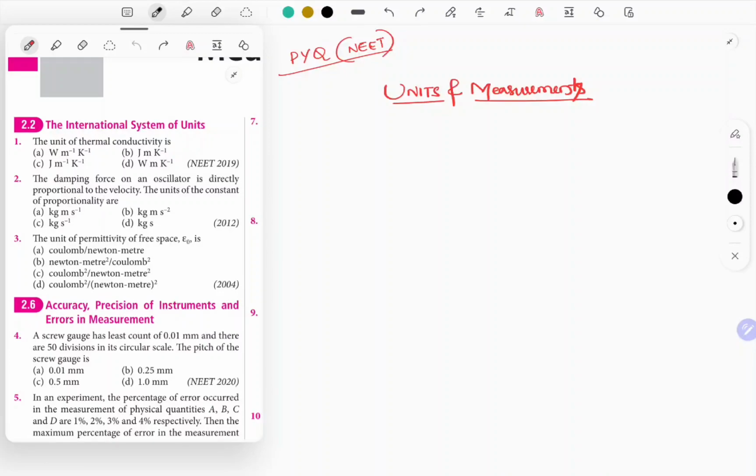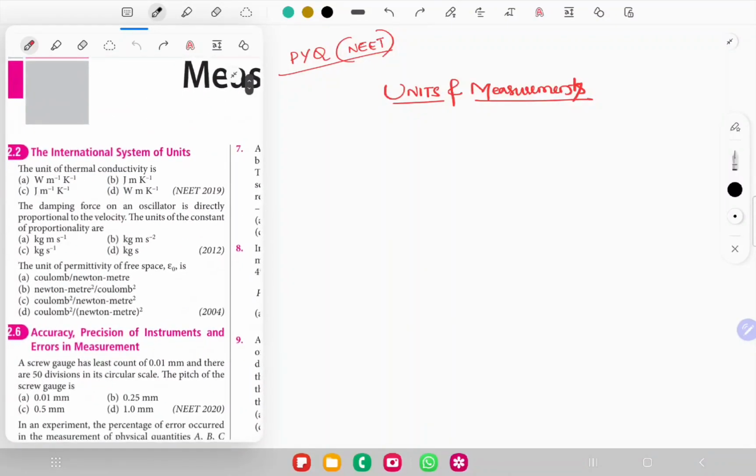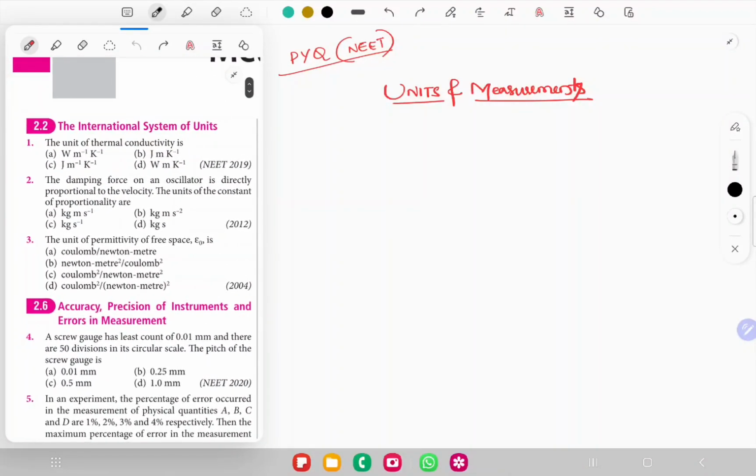Today I would like to solve previous year questions of the NEET examination. Today I am about to start with units and measurement. So here are the questions we are about to solve. Let's get started. These questions are based on the International System of Units. Look at the very first question.